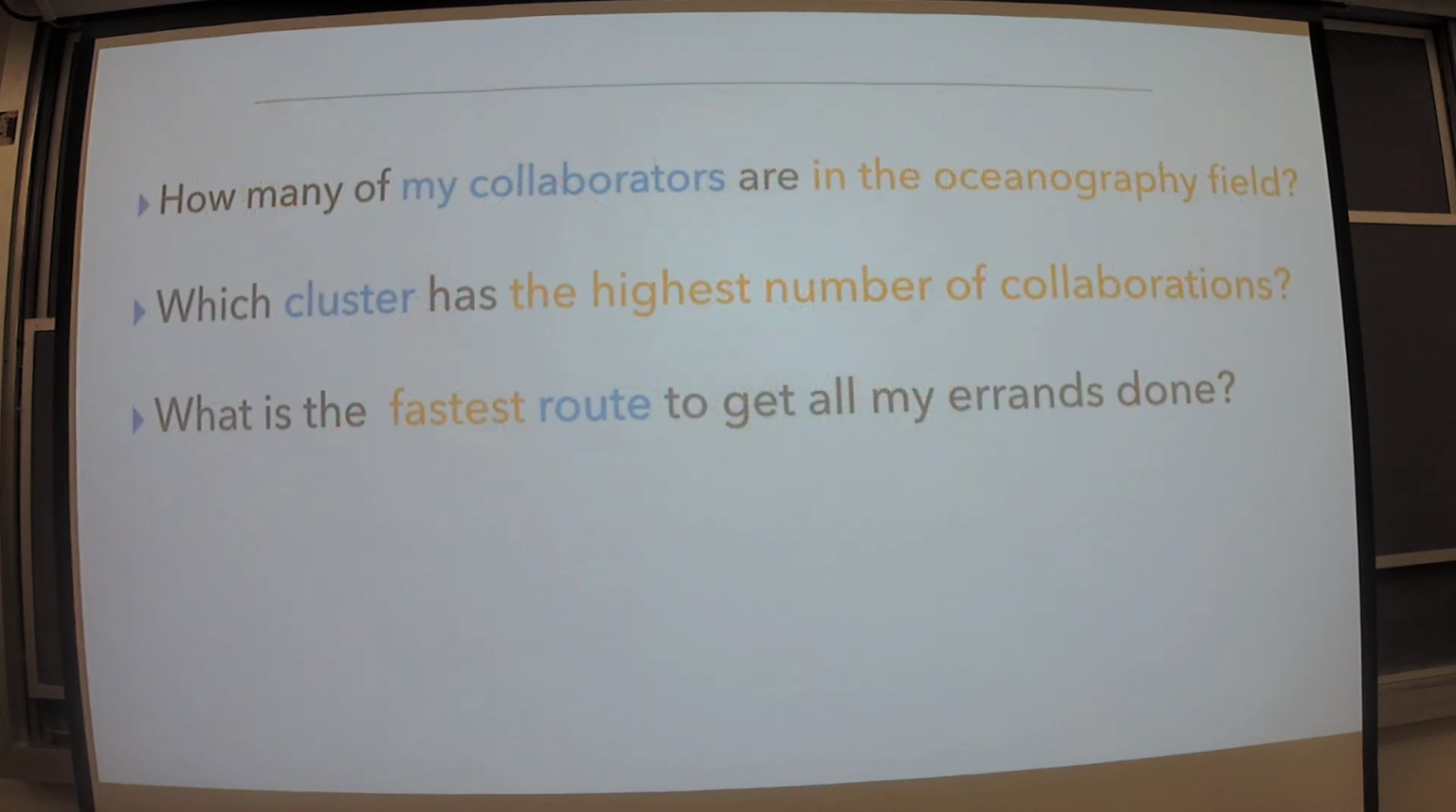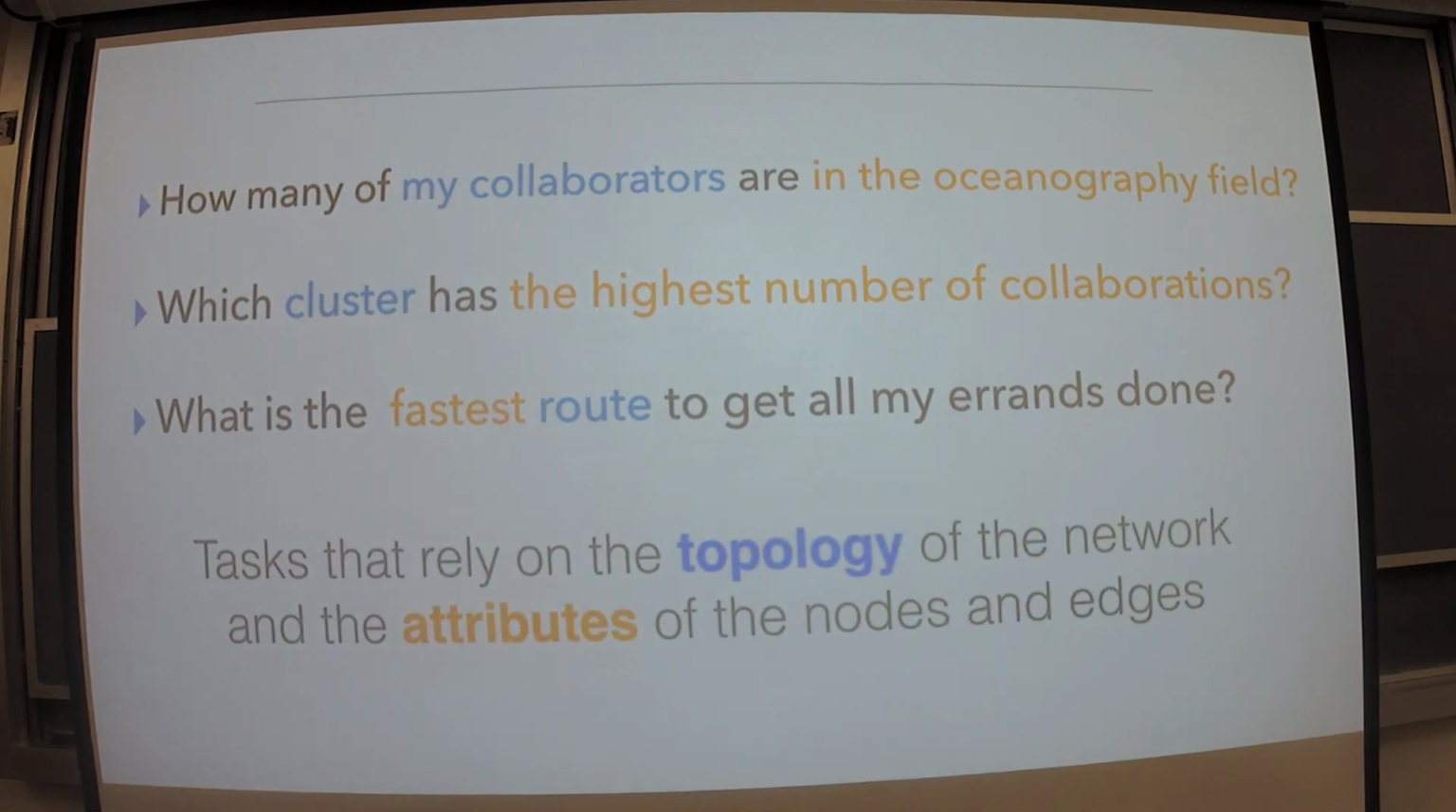So if we revisit the last three examples that I just gave you, what they have in common is that they rely on the structure of the network as well as the attributes of the nodes and edges.